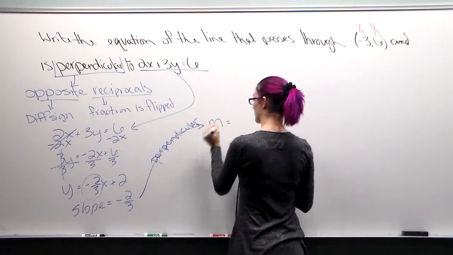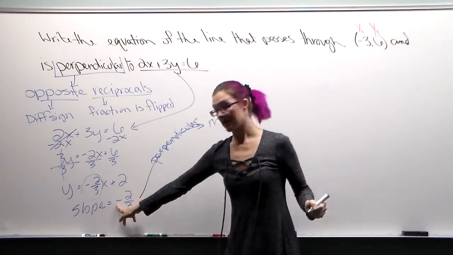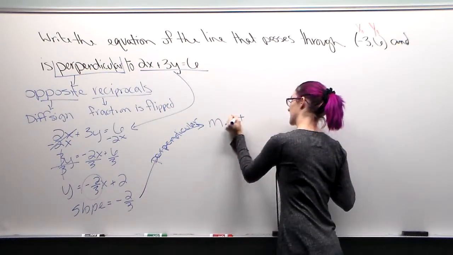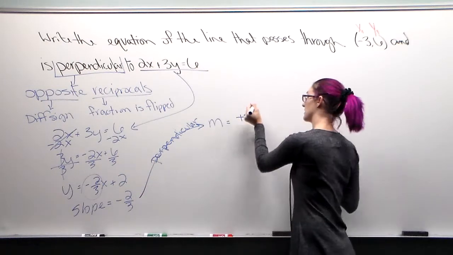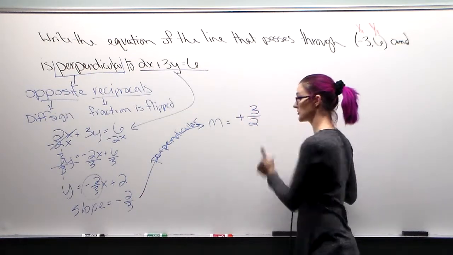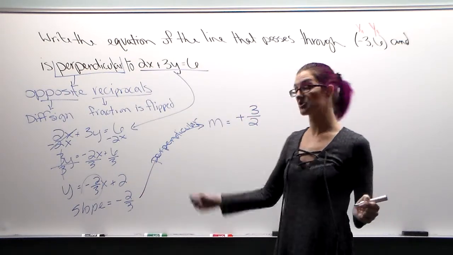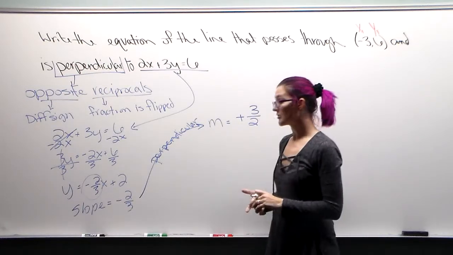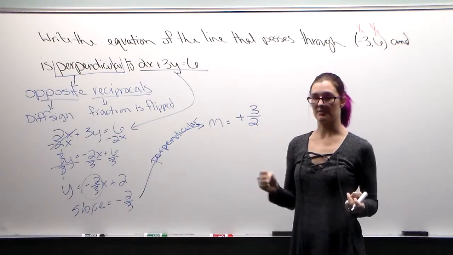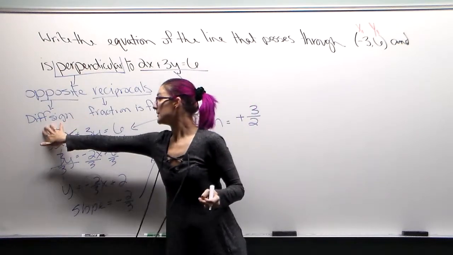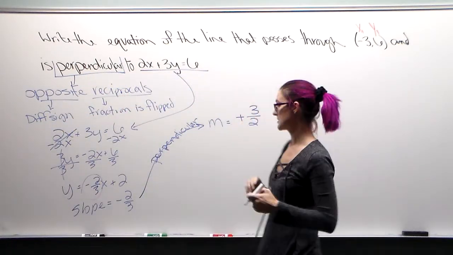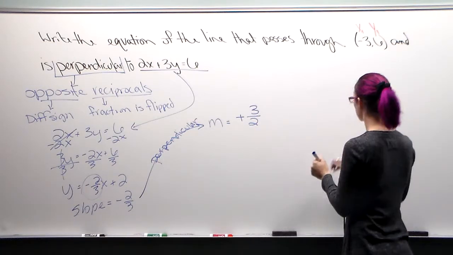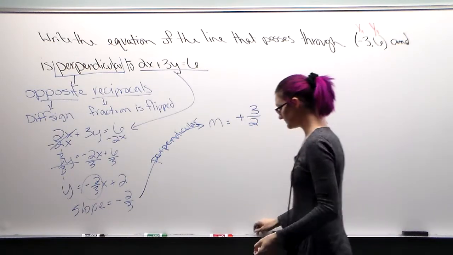So our slope will have a different sign, so that's going to be positive. The fraction 2/3 is going to flip upside down, 3/2. That's how you make a perpendicular slope. Two slopes that are perpendicular have to be opposite reciprocals. Opposite, again, means a different sign. Reciprocal means the fraction's going to be flipped. So that is our slope. And then we have our point.